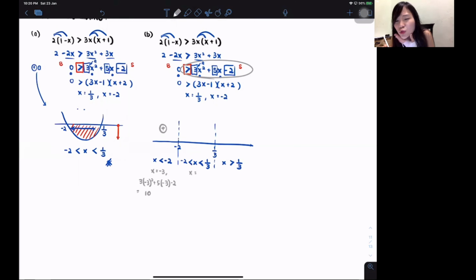Next one, this one. Bigger than -2, smaller than 1/3. Let's say 0, because 0 is seriously in between them, okay? You can use any number, even decimal also can, but who will, right? I get -2. So this part will be negative if they are under this number here, okay? Bigger than 1/3, let's say is 1. I sub 1 inside. So I get 6, which is positive.